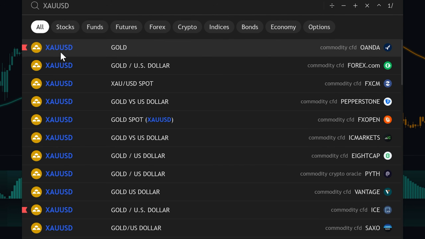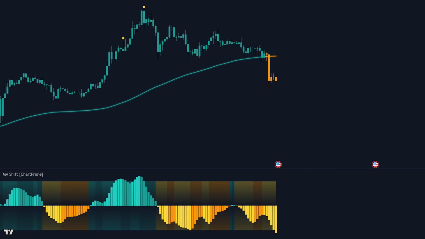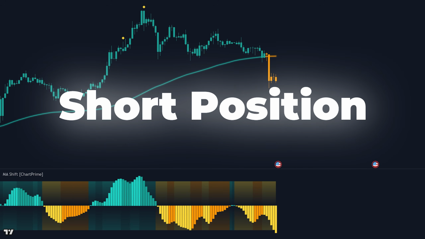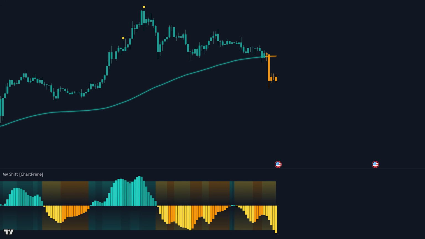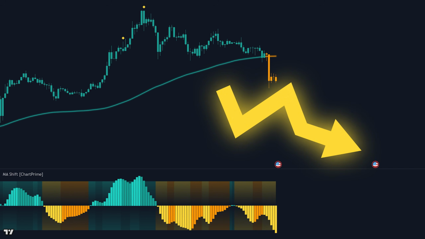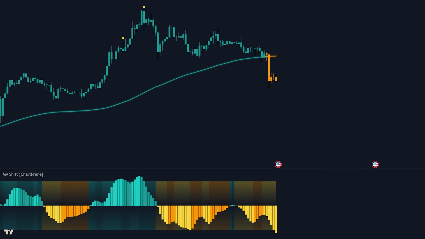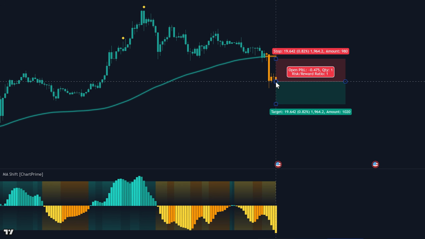Let's switch to the gold chart for the last trade setup. For a short position, rule number 1 is that the moving average must turn orange, suggesting a trend shift to the downside. Rule number 2 is that the oscillator must confirm the trend shift by changing its color from blue to orange. Rule number 3 is that when the moving average shifts color and the oscillator confirms bearish momentum with light orange, it presents an opportunity to enter a sell trade early in a new trend.